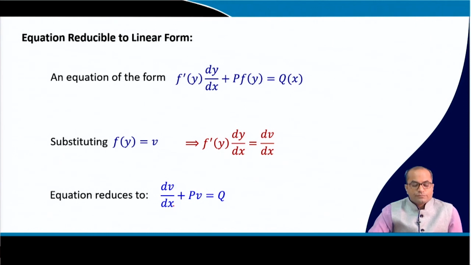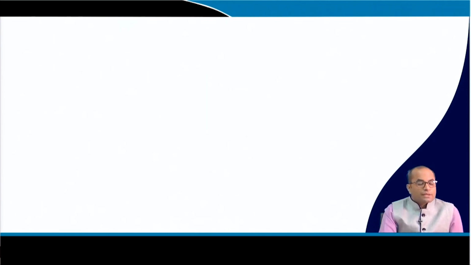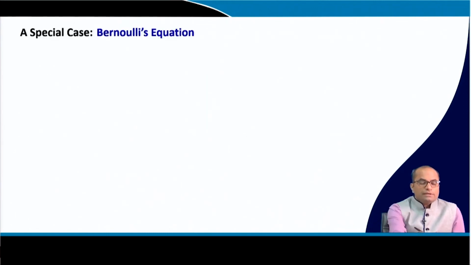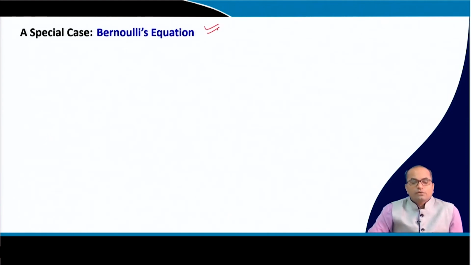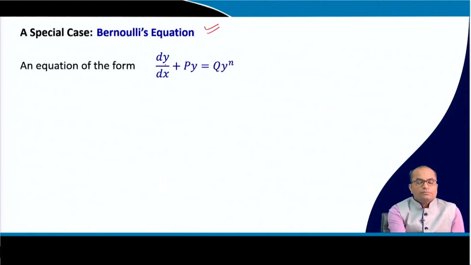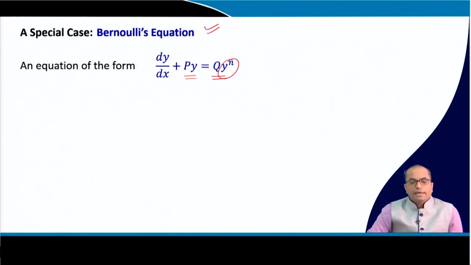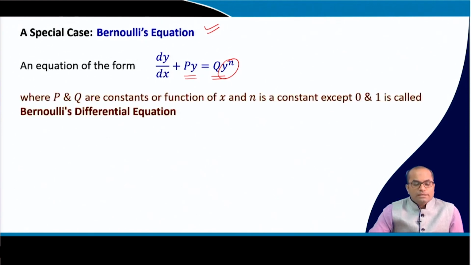So, the whole function of y is set to v, and then we have the equation in v only. As a special case, this equation is known as the Bernoulli equation, an equation of the form dy over dx plus py is equal to q y power n. So, in the right hand side we have here y power n. This is not a linear equation, but it can be reduced to a linear equation. Here also p and q are constants or functions of x, and n is a constant except 0 and 1, and this equation is called the Bernoulli differential equation.